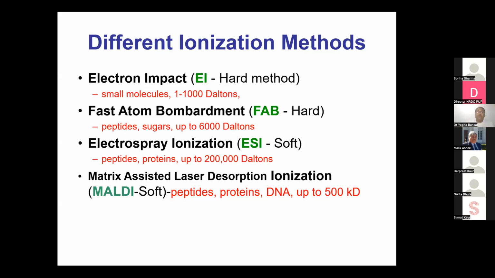And nowadays, electrospray is used in almost all mass spectrometric analysis, particularly in LCMS or UPLCMS. Matrix-assisted laser desorption is particularly for peptides, proteins, or DNA whose molecular mass is up to 500 kilodalton, that means 500,000 dalton.